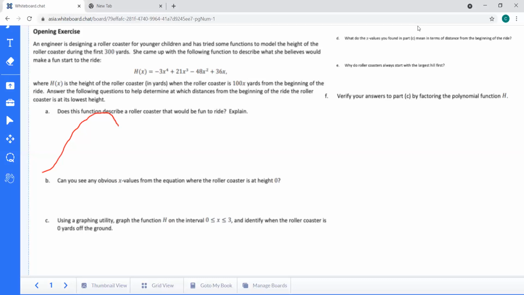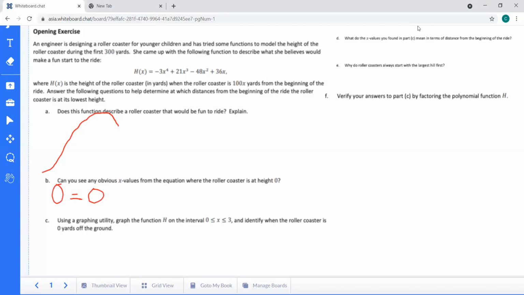Okay, so can you see any obvious x values from the equation where the roller coaster is at height 0? Yes, because if we plug in 0 for each of those terms, we're going to end up getting 0. If we plug in 0 for x, it's going to be 0 plus 0 minus 0 plus 0, so all that's going to equal 0.